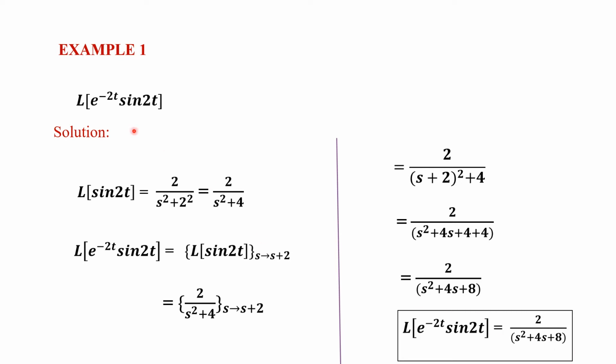Okay, so we have to identify the function other than e raised to minus 2t, calculate the Laplace transform of that, and whatever answer we get, we have to replace s by s plus 2 if e raised to minus 2t is given. If e raised to plus 2t is given, replace s by s minus 2. Okay, that is the first shifting theorem. So the first shifting theorem is applied when the function is multiplied by e raised to minus at or e raised to at. So we have to calculate the Laplace transform of the function and replace s by s plus 2.